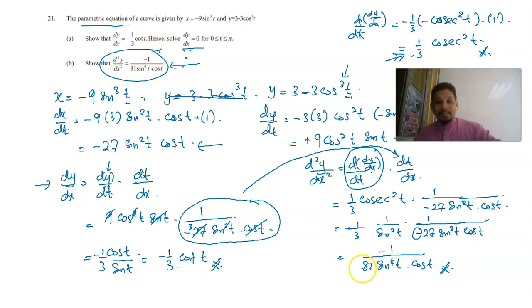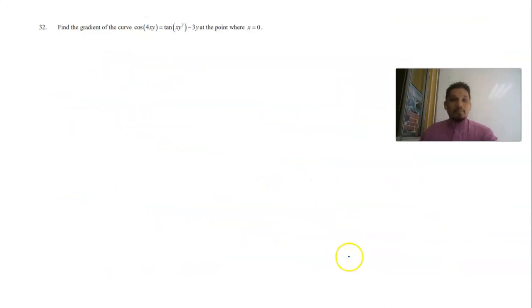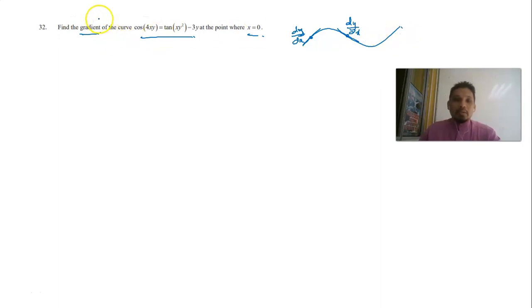Okay, so that's it. And the final example here: find the gradient of the curve at the point where x equals 0. So class, just imagine that this is any kind of curve. Find the gradient, meaning we are going to find dy/dx at this point. To find the gradient, we find dy/dx for this function, which is considered an implicit function.